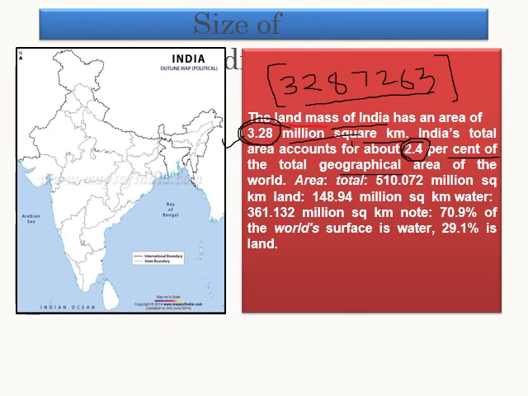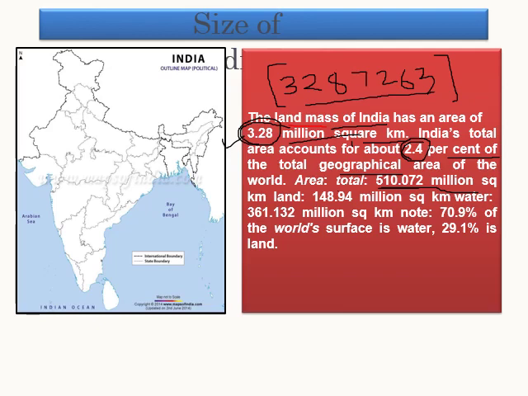Total area of the world is about 510.072 million square kilometer. Okay, it includes water as well as land mass.